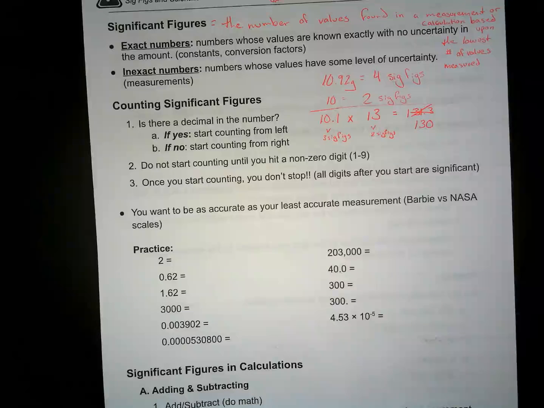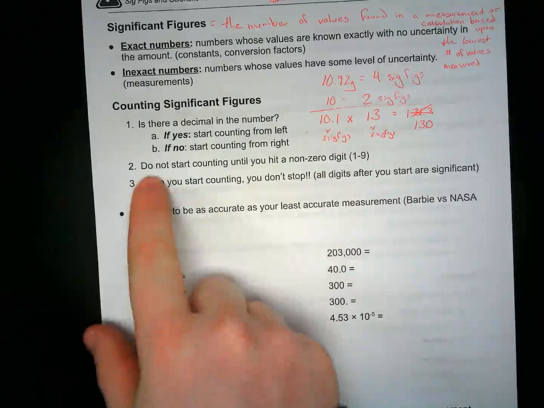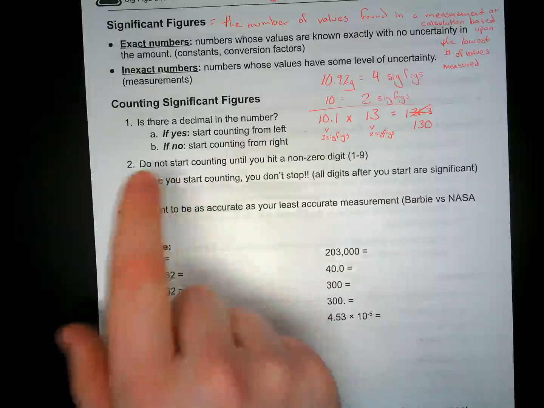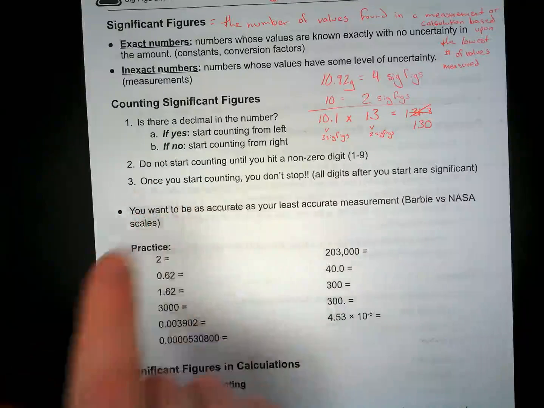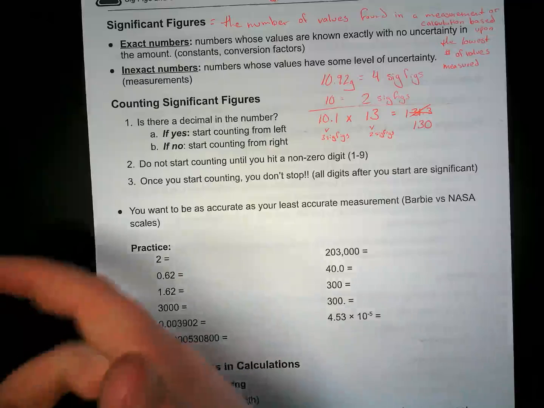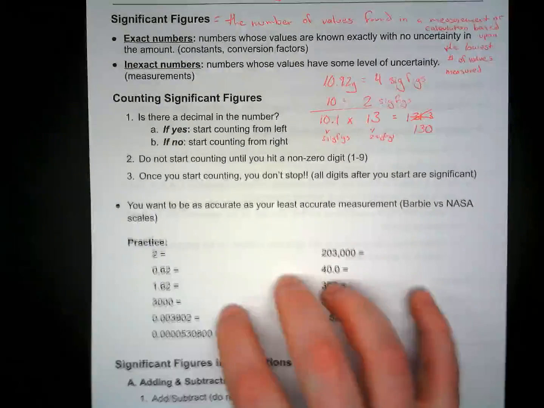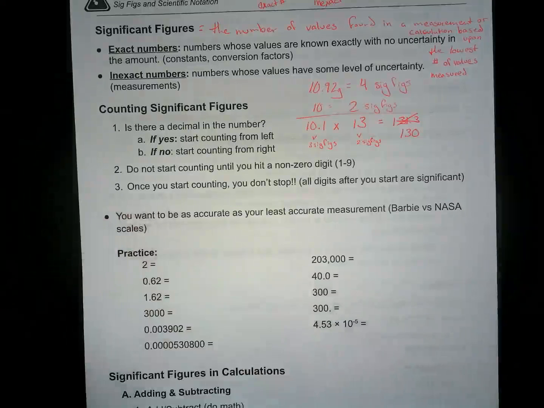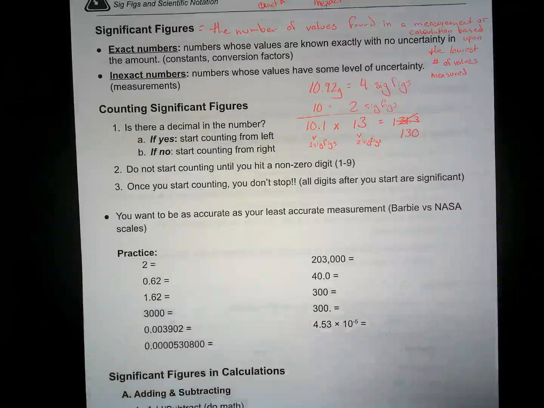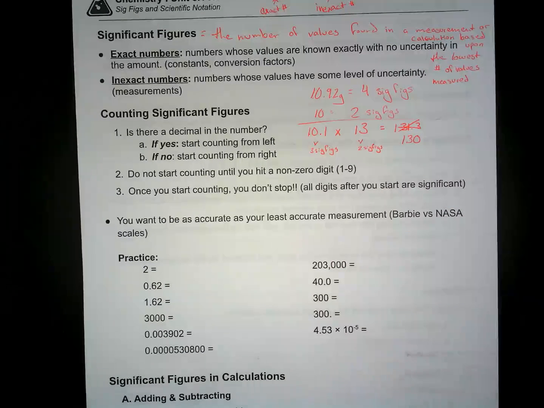If no, you start counting from the right. Now here's the thing though, for both of them, do not start counting until you hit a non-zero digit. So that's basically just 1 through 9. We'll go through those examples down here. And then number 3, once you start counting, you do not stop. So even if you then hit a 0, you don't stop counting. You count the 0 if it's surrounded by non-zero numbers. So that'll make sense when we look down here.